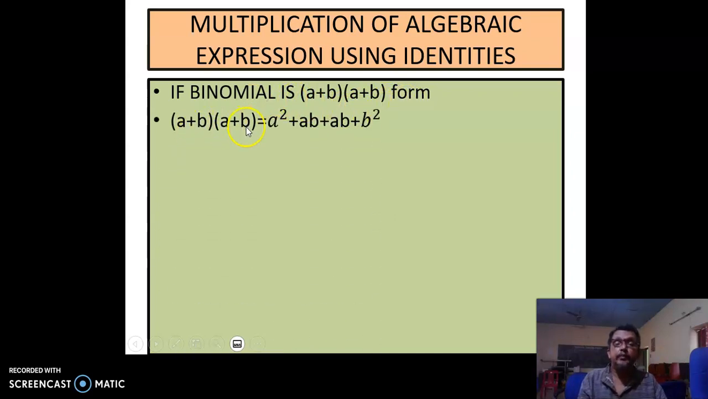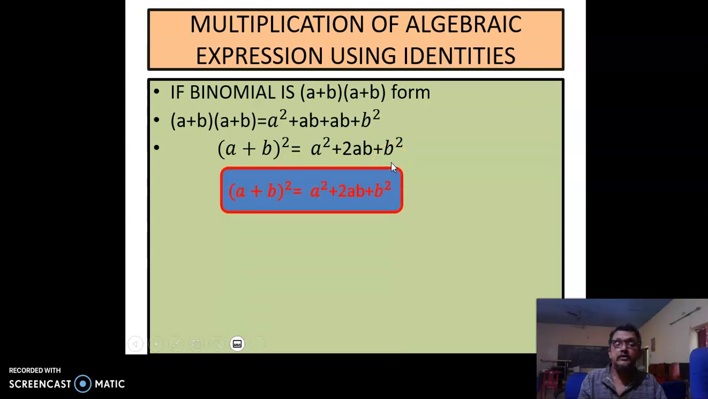So multiply a plus b, then we will get a into a, a squared, a into b, b into a, and b into b, b squared. The two middle terms can be summed because of the commutative law. So a plus b whole squared equals a squared plus 2ab plus b squared. This is called an identity. If an algebraic expression is in the form a plus b whole squared, then the product of that is given by a squared plus 2ab plus b squared.